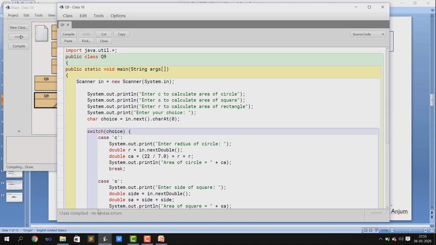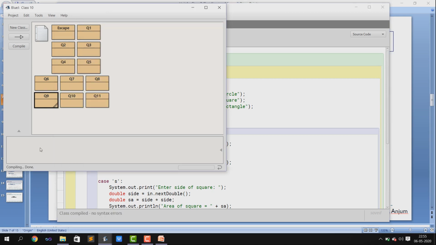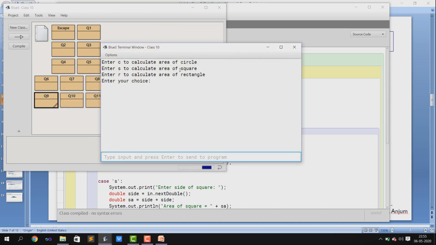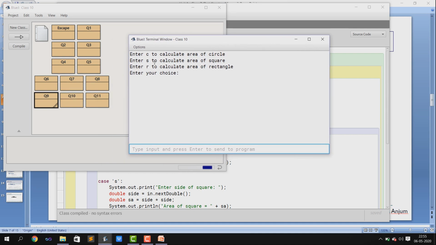Compiled our code. We don't have any syntax error. Now just try to run our code. Yes, it is going to show you this one. Enter C to calculate area of circle and S and as well as your R. Let us give the answer as your R. We are going to calculate the area of rectangle.